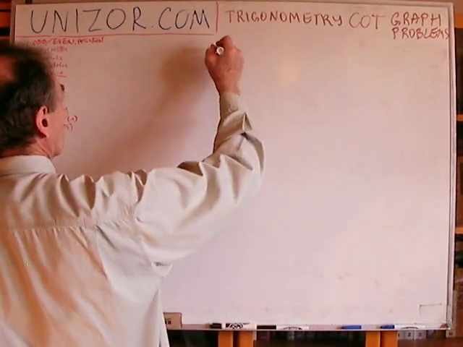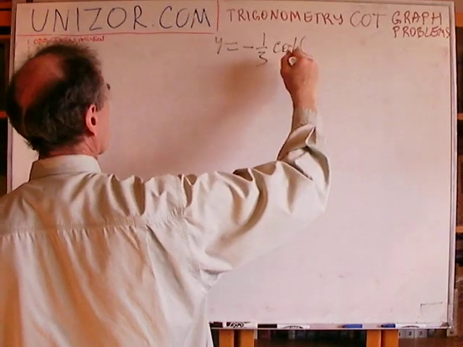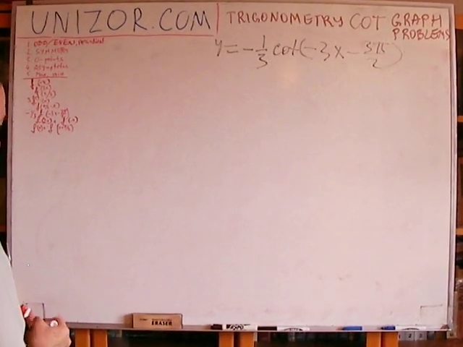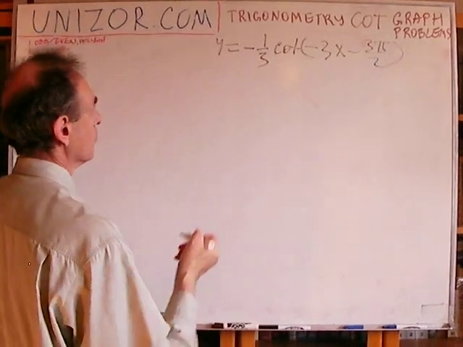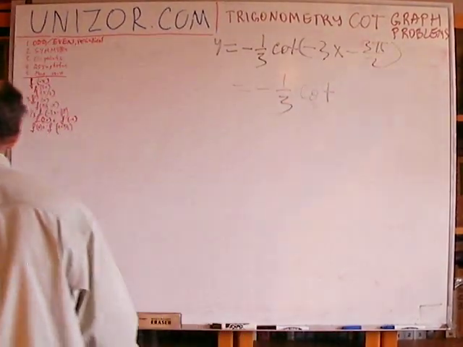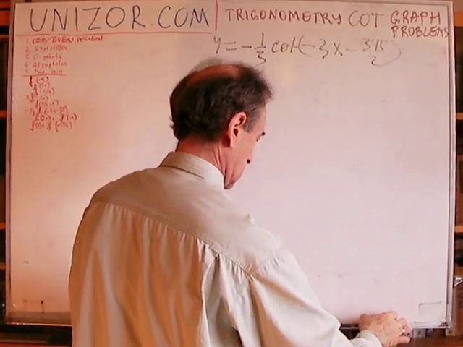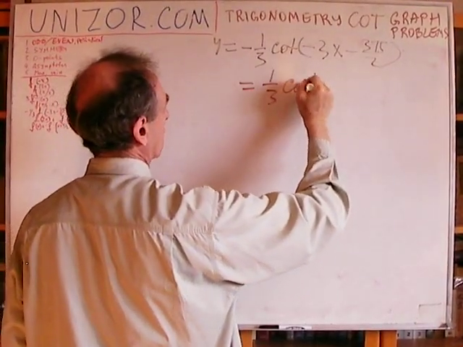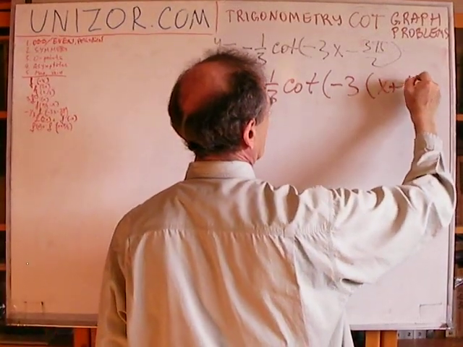Complicated. Y is equal to minus 1/3 cotangent of minus 3x minus 3 pi over 2. Okay, what should we do with this? Well, again, let's just transform this into something a little bit more palatable, which is minus 1/3 cotangent of minus 3x plus pi over 2, right?